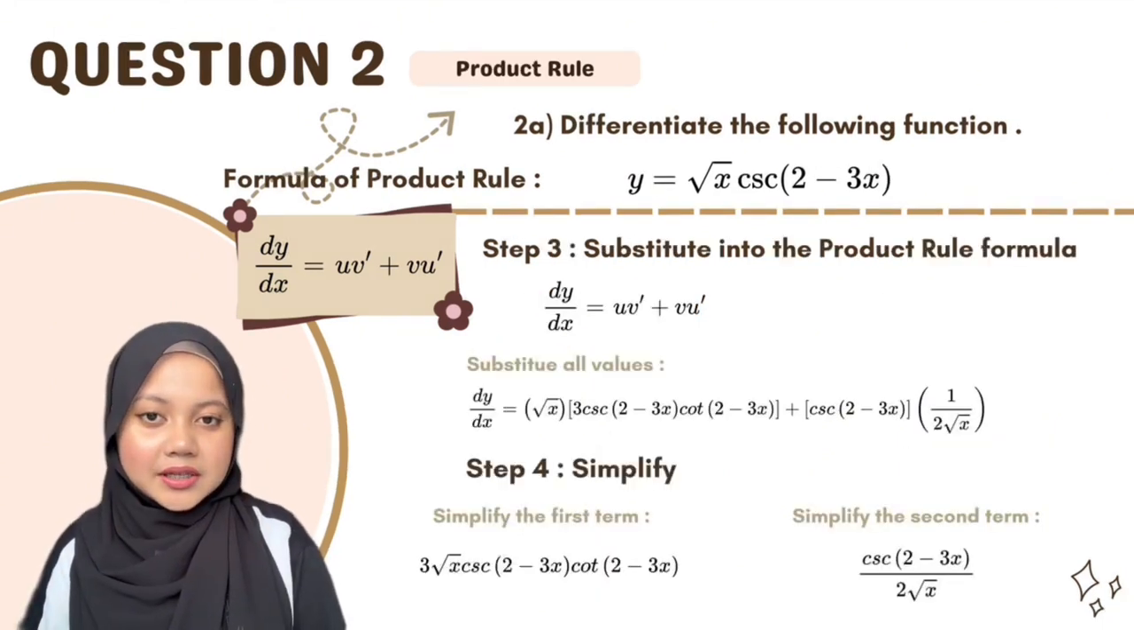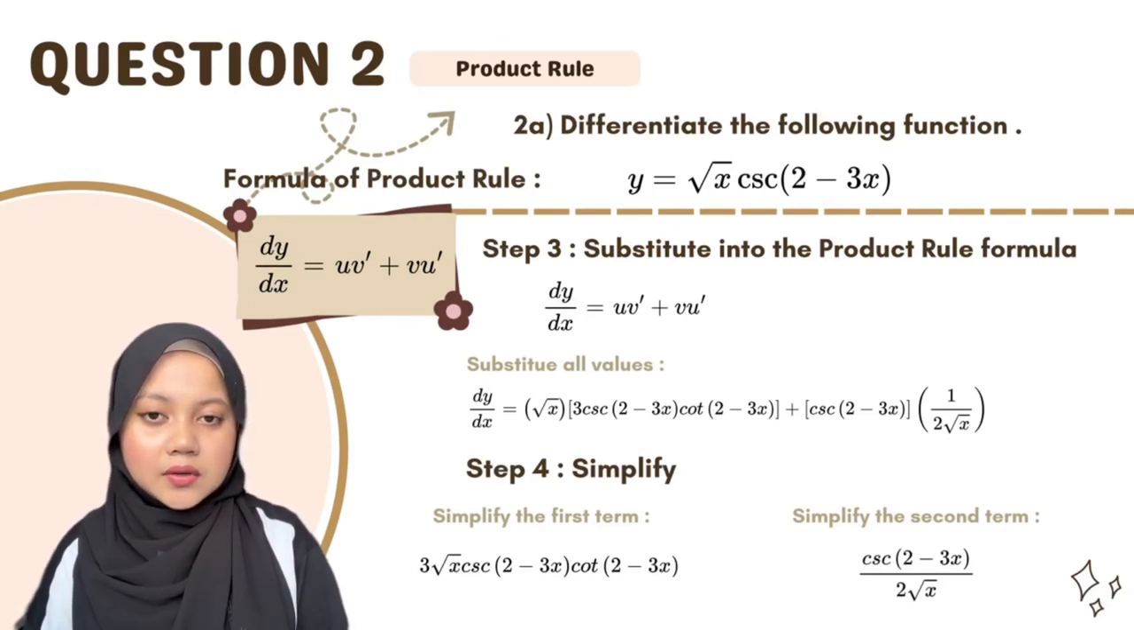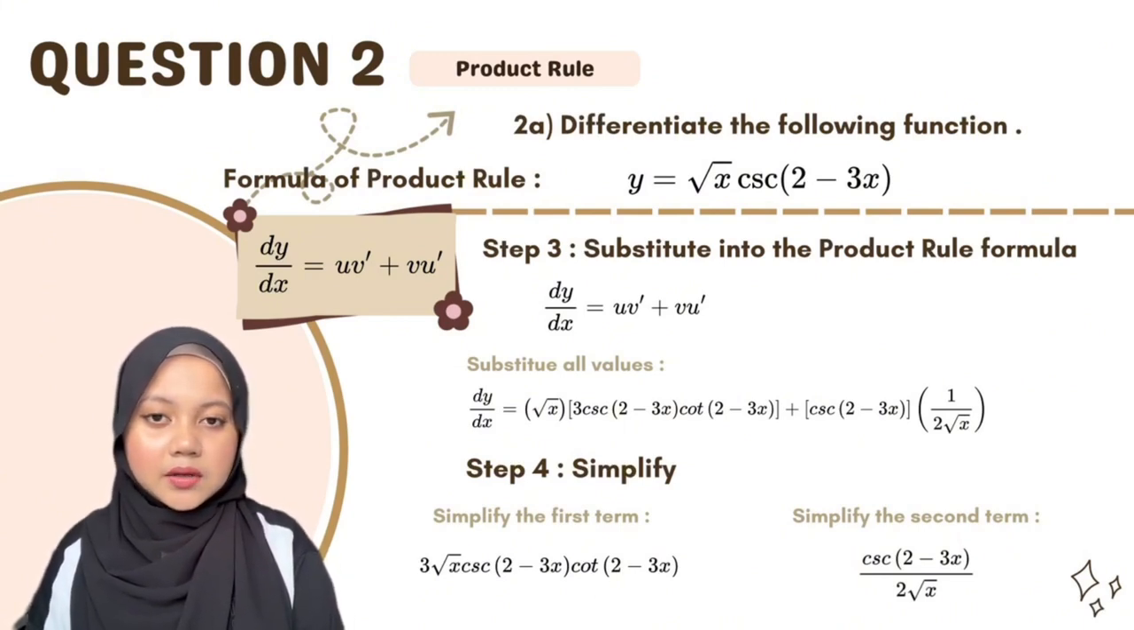Step 3 is to substitute into the product rule formula. First, we write the product rule formula. dy over dx equals u v prime plus v u prime. Substitute all values into the formula. dy over dx equals square root x multiplied by 3 cosecant (2 minus 3x) cot (2 minus 3x) plus cosecant (2 minus 3x) multiplied by 1 over 2 square root x.